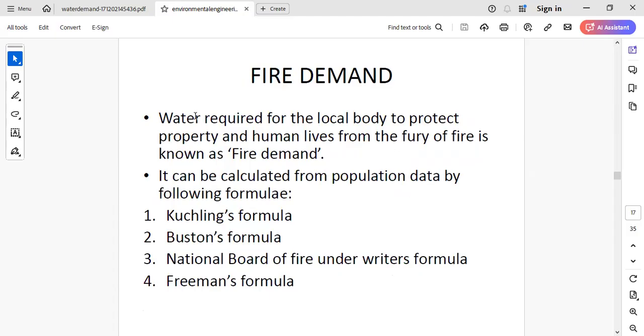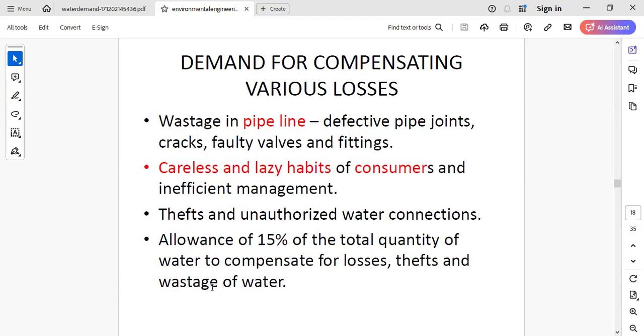The fire demand: the water required by the local body to protect property and human life from the fury of fire is known as fire demand. How much water is required for fire demand is calculated from the population data by using the following formulas. There are four formulas: Kuichling's formula, Buston's formula, National Board of Fire Underwriters formula, and Freeman's formula.